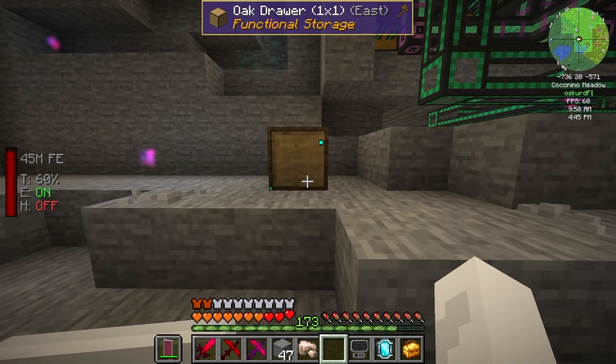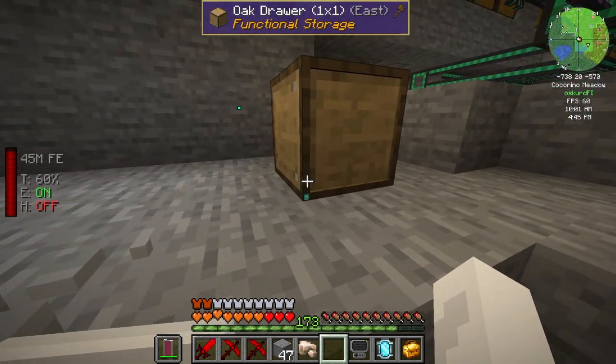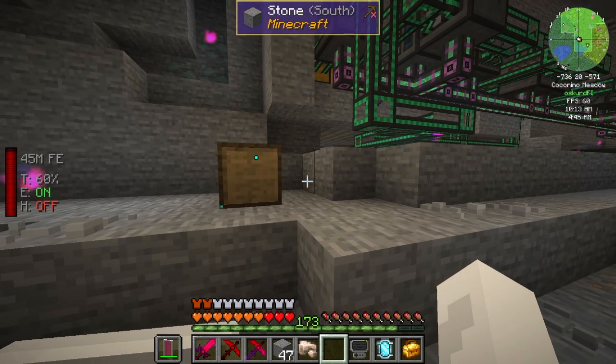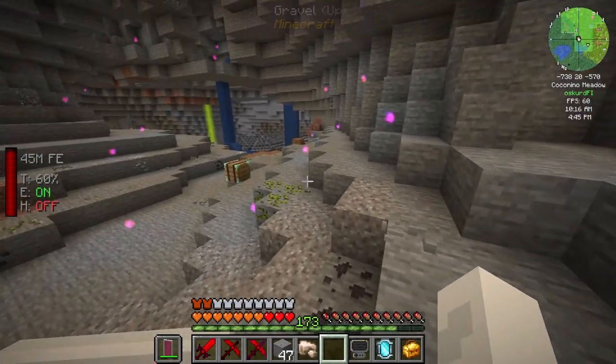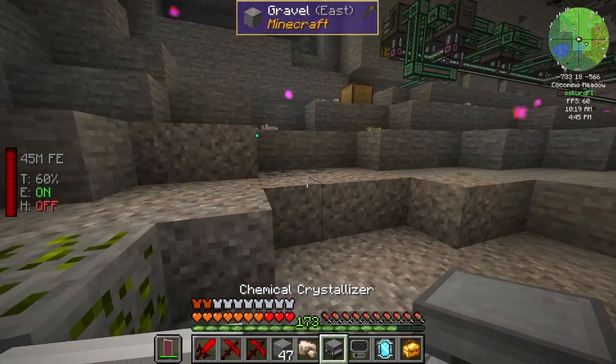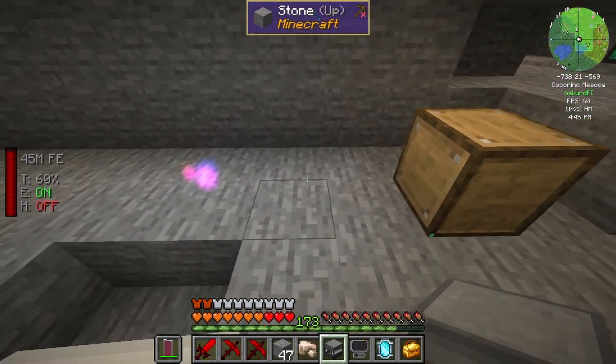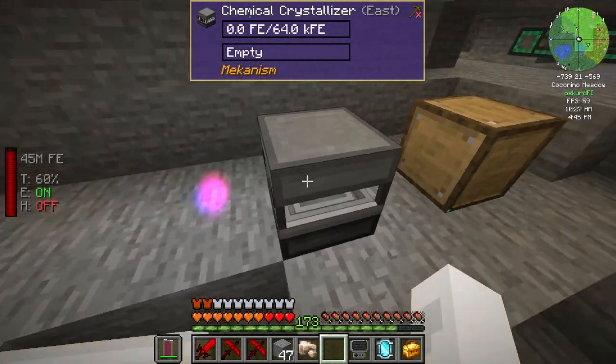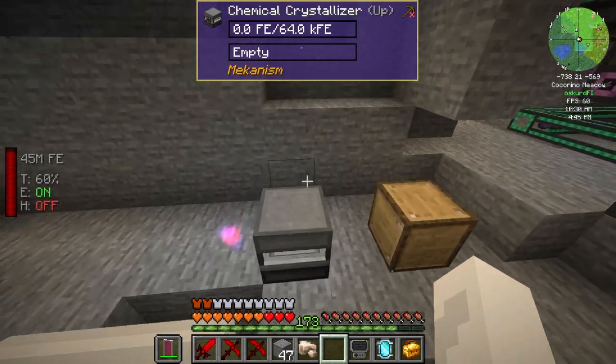I do understand why this works this way, that if you are facing front, it will put inside if it's empty. But these upgrades, who the heck wants to keep upgrades stored in a drawer? I guess someone could, but still. And then our crystallizer machine we can place right here. We can just power it from under, but it's fine.